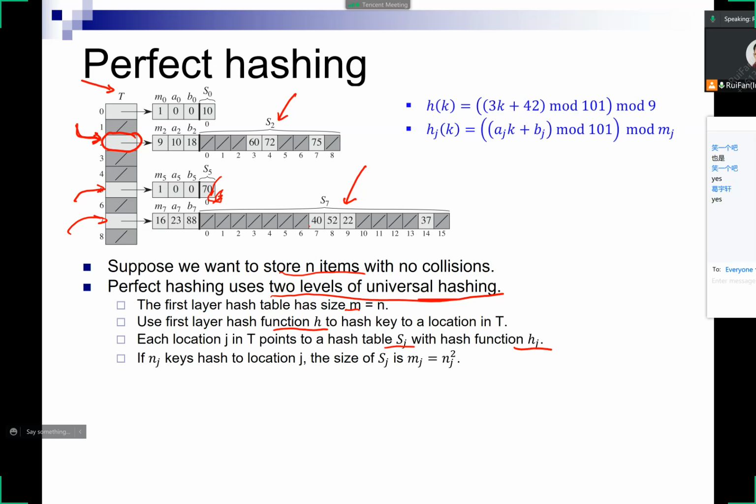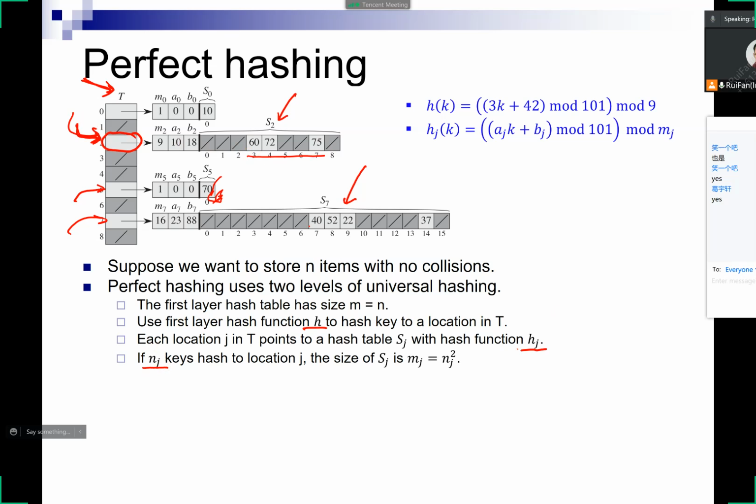So let me give you some more details. Let me erase some of this stuff. We have this h function, which is the top level hash function. That is going to produce a location in this top level hash table T. And then for each location in T, you have a different second level hash function h sub j. Now how do you define this h sub j? What you're going to do is look at how many keys actually hash to location j.